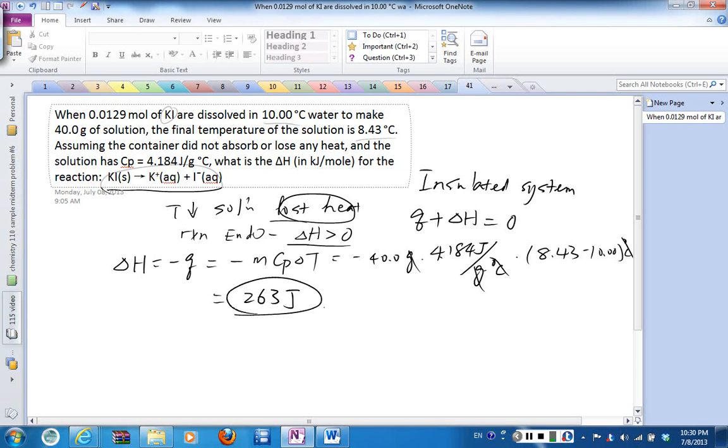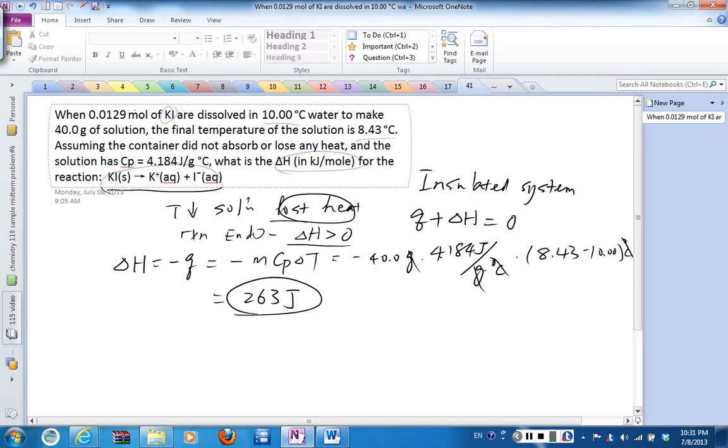That's how much heat this particular part of the reaction is absorbing. Is this what we need? Look at the unit. We want to find out how much heat per 1 mole of potassium iodide dissolved it can absorb. This is not 1 mole. This is 0.0129 mole. Well, how do I get that?